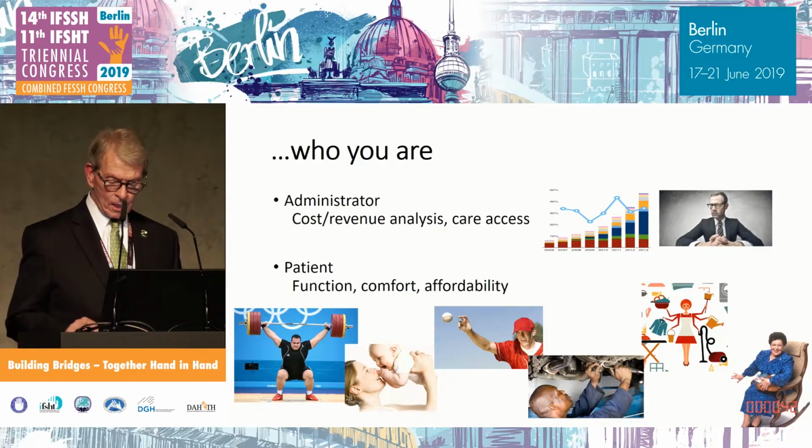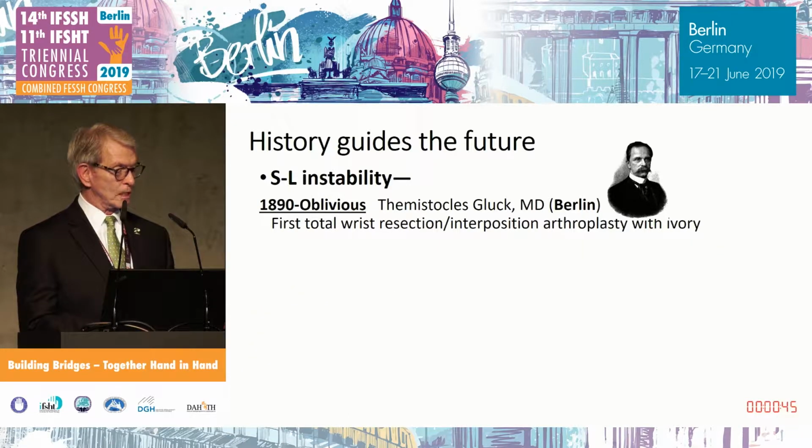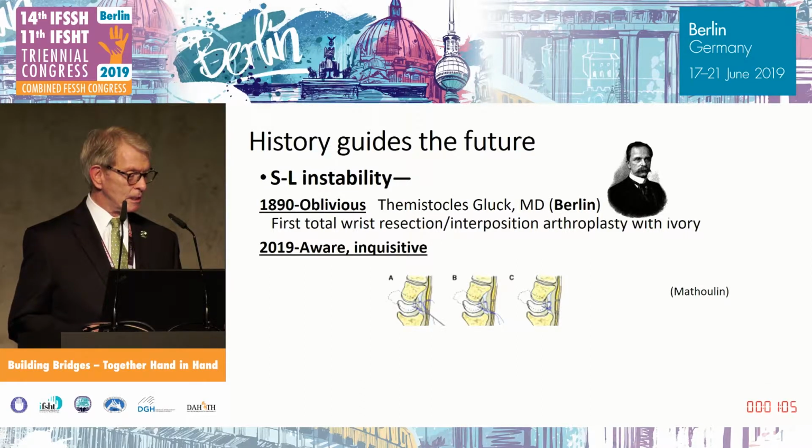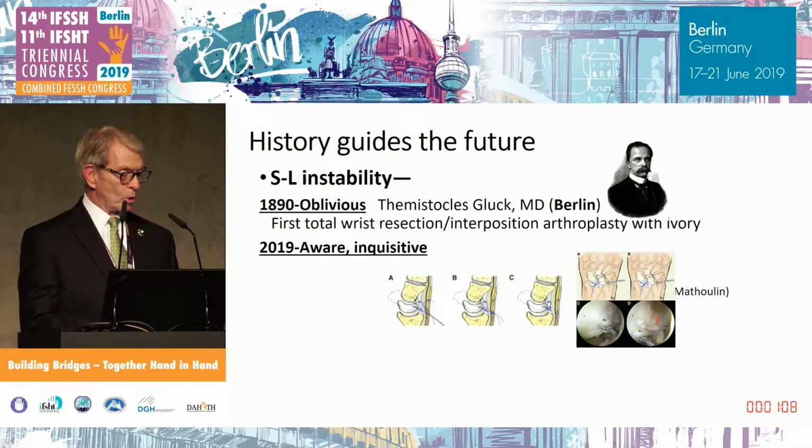So I would submit that our history with scapholunate disorders really guides our future. In 1890, surgeons were oblivious to the problem. Dr. Gluck, who worked here in Berlin actually, first treated end-stage arthritic slack wrists by removing the carpal bones and implanting an ivory spacer. In 2019, we are much more aware and much more inquisitive. We're intrigued about Mathoulin's DCSS repair, and as we progress toward minimally invasive surgical stabilization with reinforcing the dorsal capsulodesis.